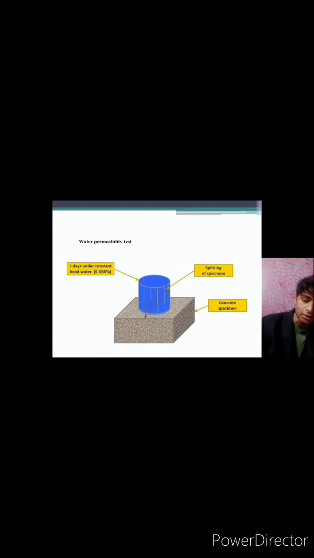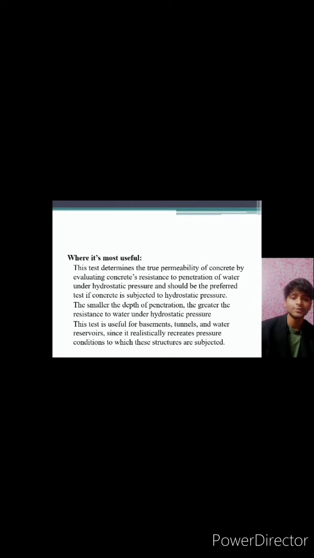The water permeability test diagram is given below. Here you can see a cylinder and a concrete sample. There is water under a constant head of 0.5 MPa on the concrete sample for 3 days. Then it is measured how deep the water has penetrated into the concrete.